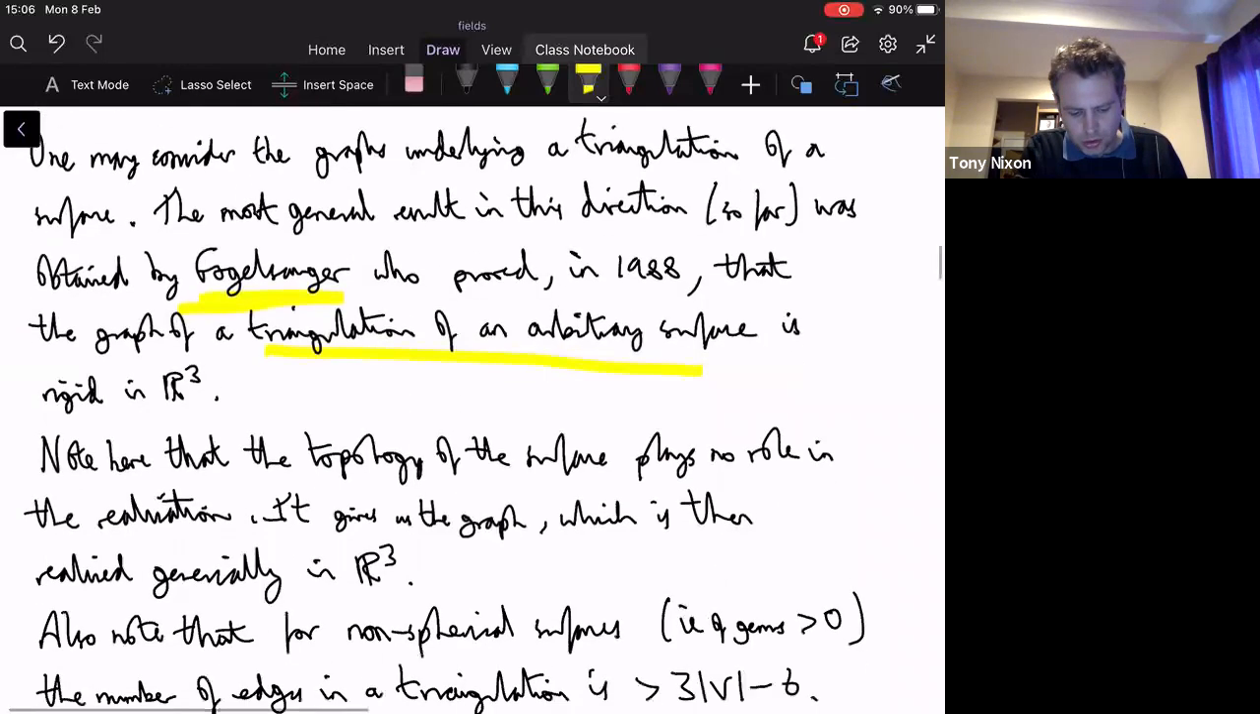And so there are a couple of comments to make here. First of all, the triangulation of the surface itself, the topology you get, doesn't play any real role in the rigidity. All I really mean by saying the graph of a triangulation of a surface is rigid is that the triangulation of the surface gives me a graph, and then I take that graph and realize it generically in 3-dimensional Euclidean space, and then I ask if that generically realized graph is rigid, and Vogelsanger proves that it always is.